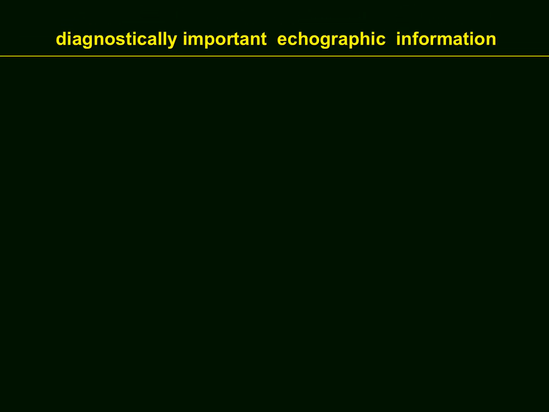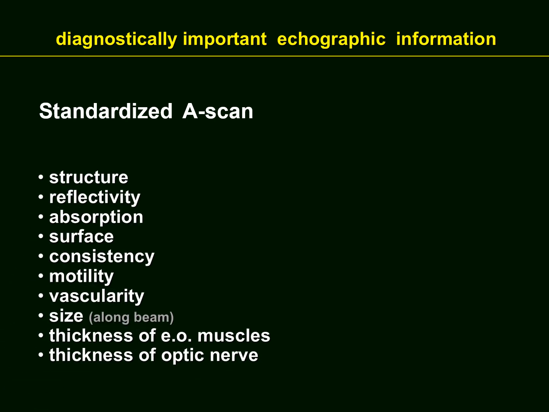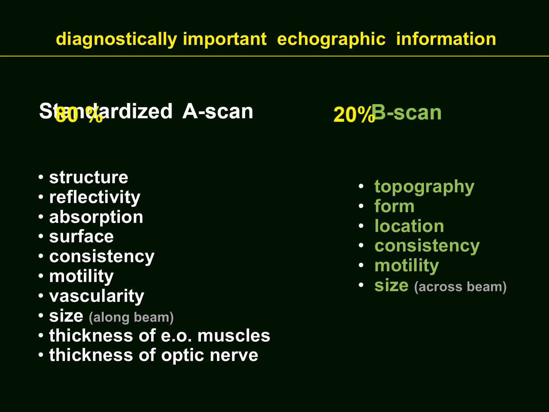What diagnostically important echographic information is provided by the standardized A-scan, and what is provided by the B-scan? Standard A-scan provides about 80% of all important and needed echographic information, B-scan only 20%. Why is this?